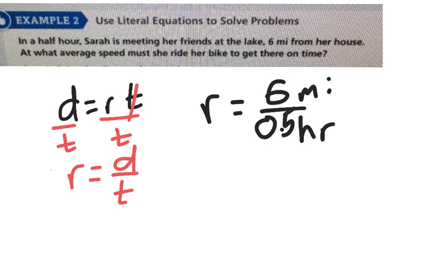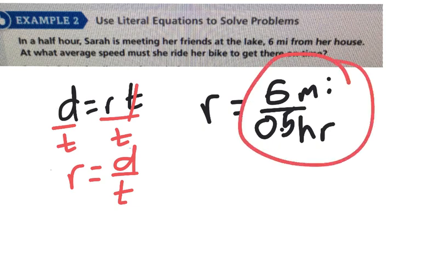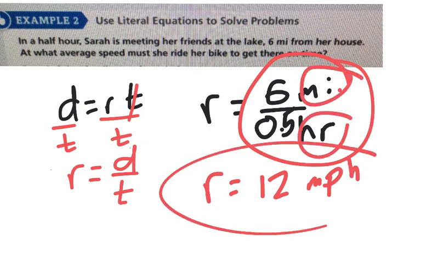So now to find out what R is, we just plug this in. 6 divided by 0.5. When you do that, you're going to get 12. And again, we're talking about miles over hours. So that's 12 miles per hour. That's how fast she has to travel on her bike.